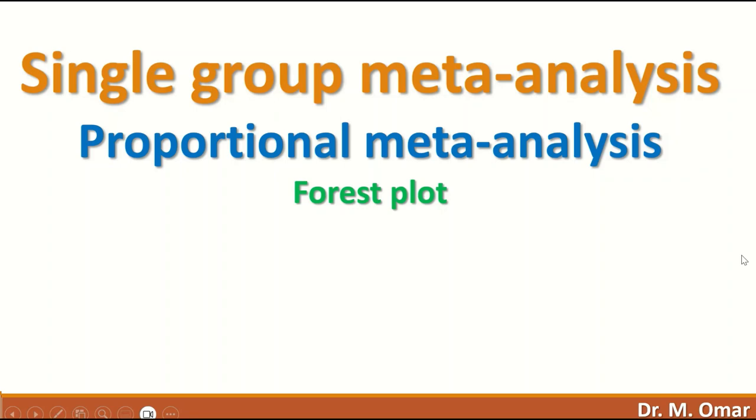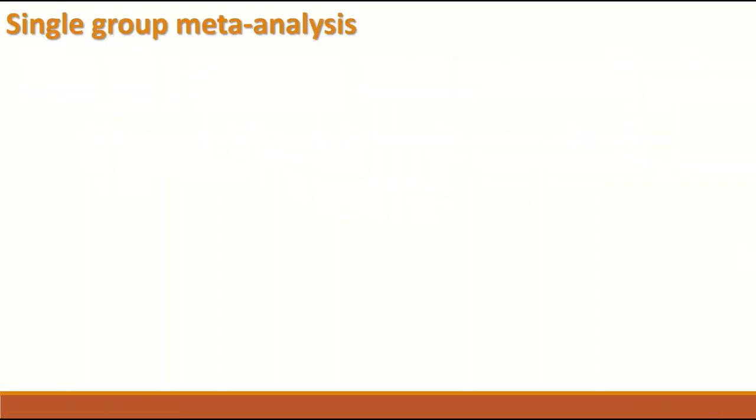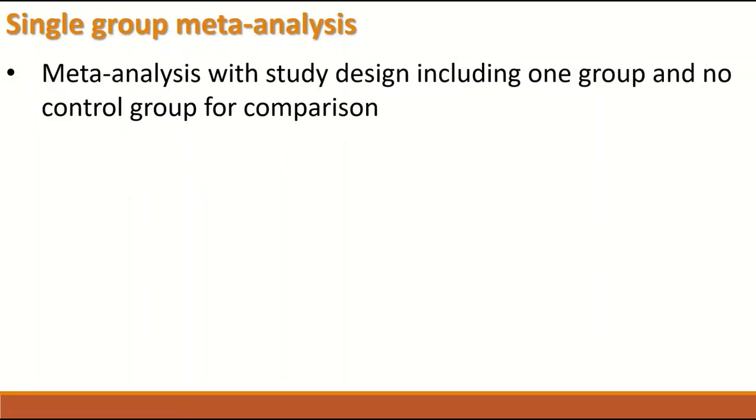The first section is descriptive statistics. The second section is the diagrammatic representation of the descriptive statistics. And the third section is the estimate of the overall effect size with p-value and heterogeneity test. So what is single group meta-analysis?